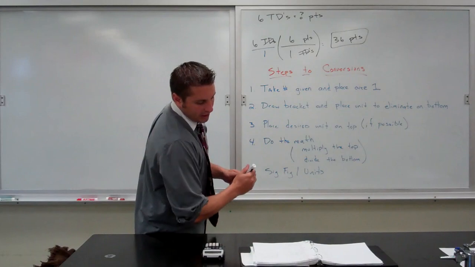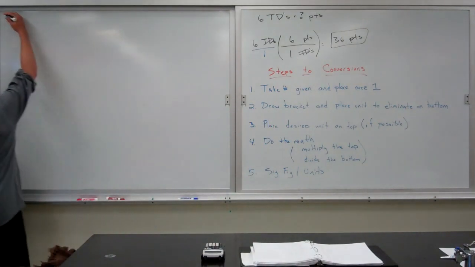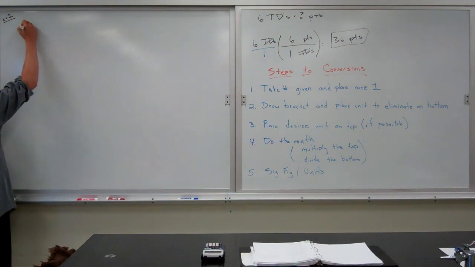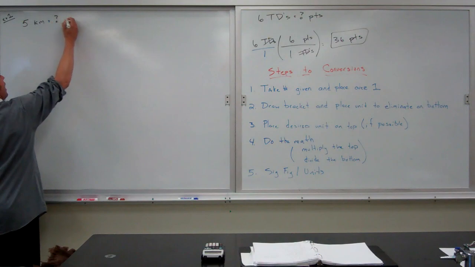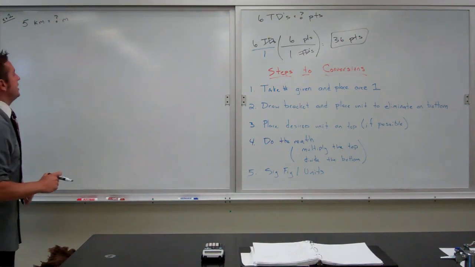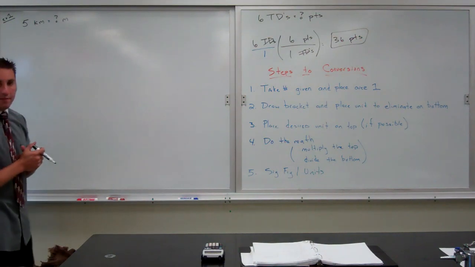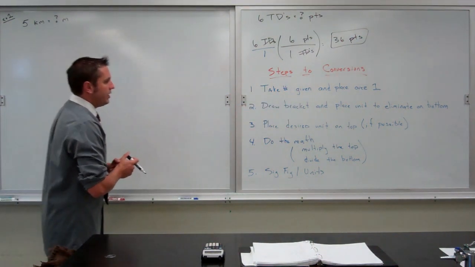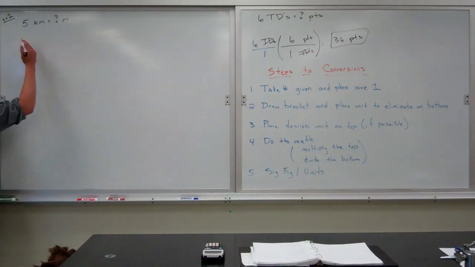First question I want to take a look at would be something like this. If I have 5 kilometers, I want to know, question mark, how many meters is that worth? So I'm going to try to follow our 5-step method. Step 1 says take the number given and place it over 1. So I'll take my number in my unit, 5 kilometers over 1.